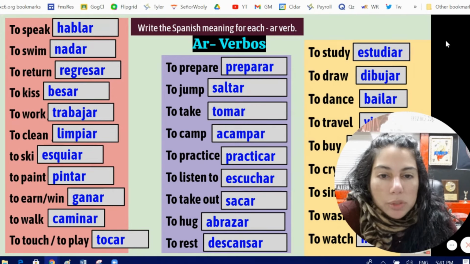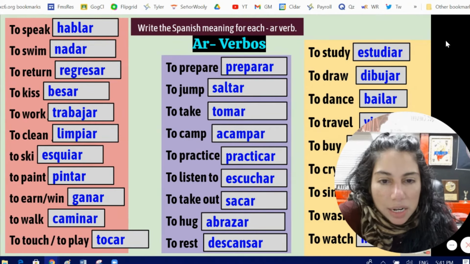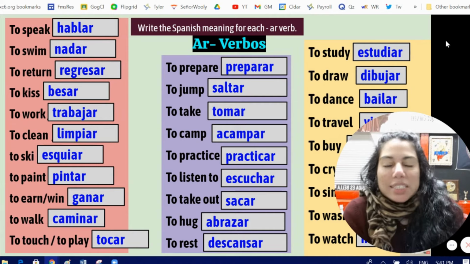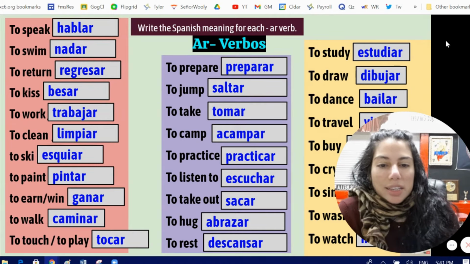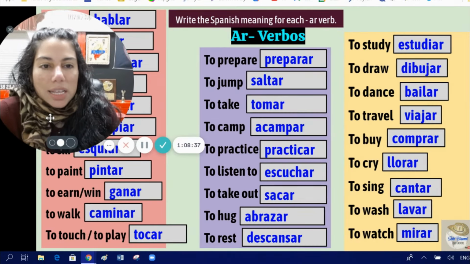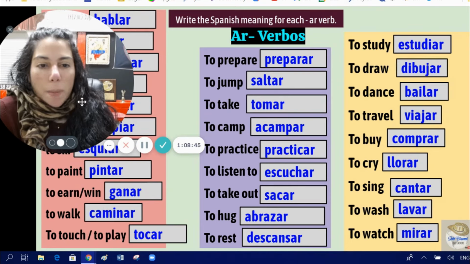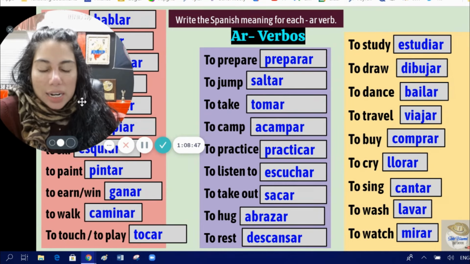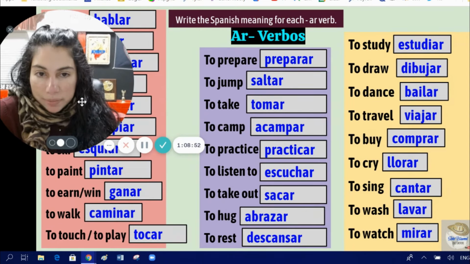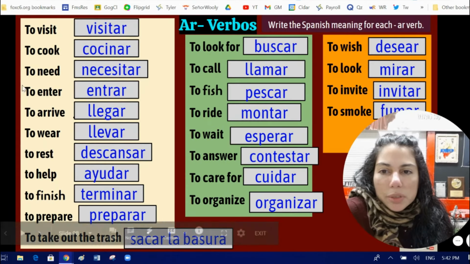Ok, continuamos. Preparar, saltar, tomar, acampar, practicar, escuchar, sacar, abrazar, descansar, estudiar, dibujar, bailar, viajar, comprar, llorar, cantar, lavar, mirar. So lots of AR verbs there. Okay, so continuamos with AR verbs.